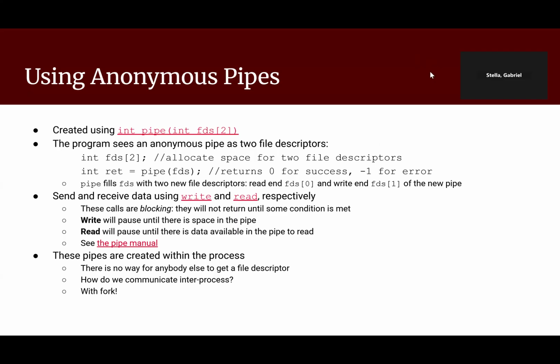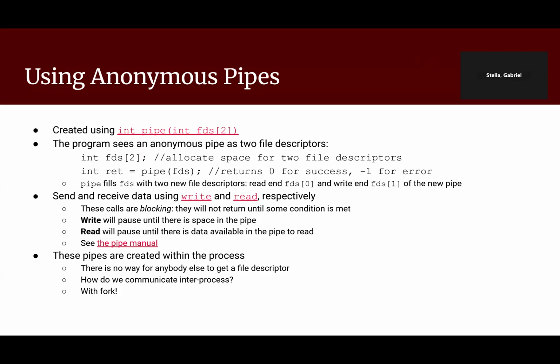So anonymous pipes can be created with the pipe system call. And basically, this just gives your process two file descriptors, one to read from the pipe and one to write to the pipe. And then once you have these file descriptors, you use them just like any other file descriptor with the read and write system calls.